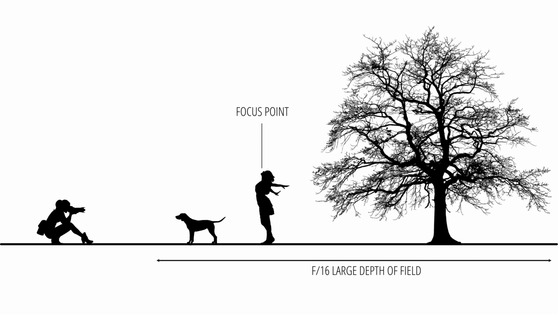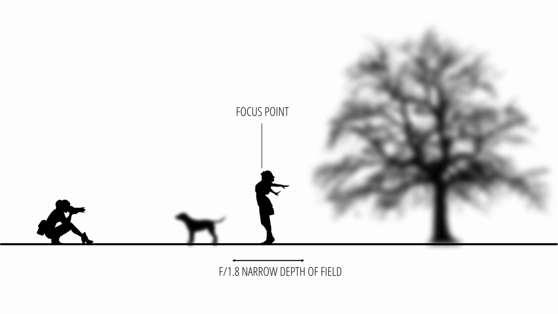The depth of field is the area that will appear sharp in the photo. If you have a high aperture number like f16, a large part of the photo will be in focus. A shallow depth of field means that a small part of the photo is in focus and a large part is out of focus. This can be achieved with a low aperture number such as f1.8.